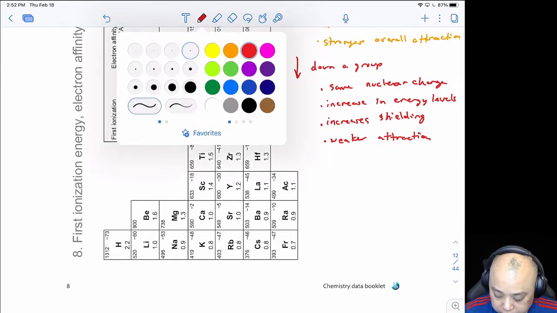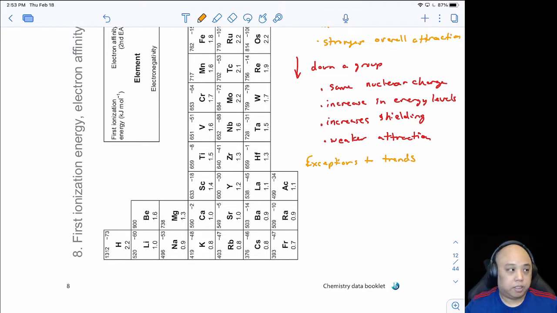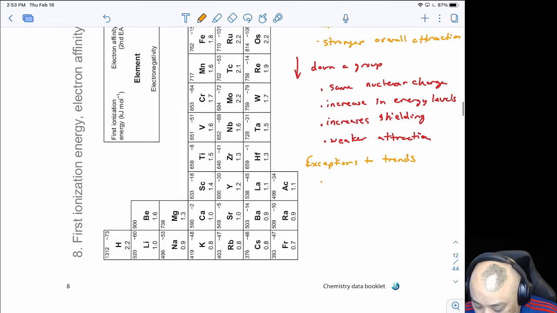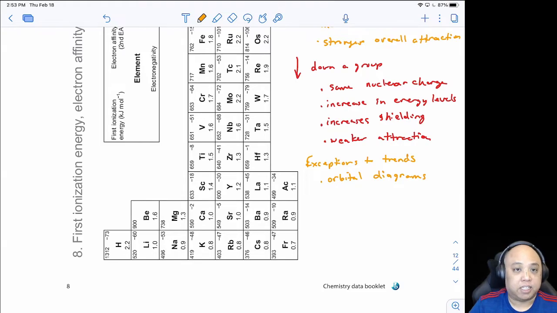Now, there's one thing I want to talk about here, and that is exceptions to trends. This is the one thing that the IB might kind of catch you on: yes, the general trend applies for most elements, but across a period, there's sometimes exceptions to that rule. And most of these involve orbital diagrams. So if you're trying to figure out why an element doesn't behave the way it's predicted to behave, it's usually because of the way the electrons are oriented in their orbital diagram.